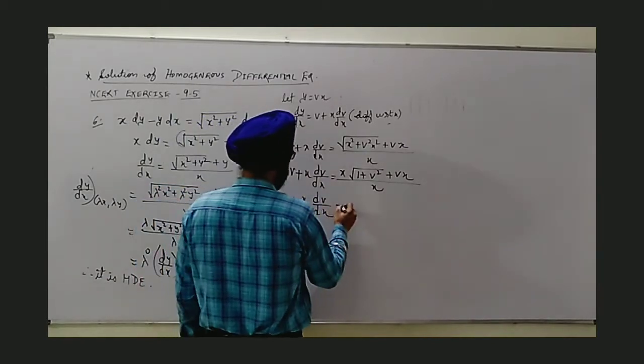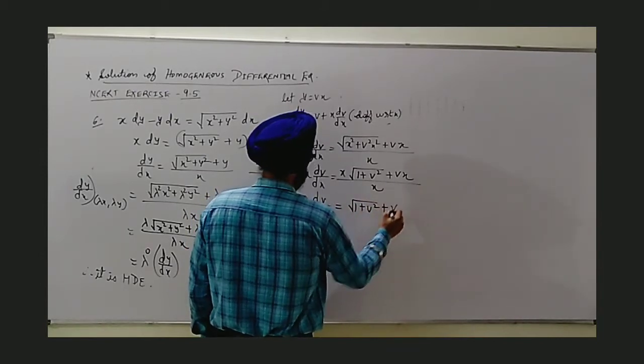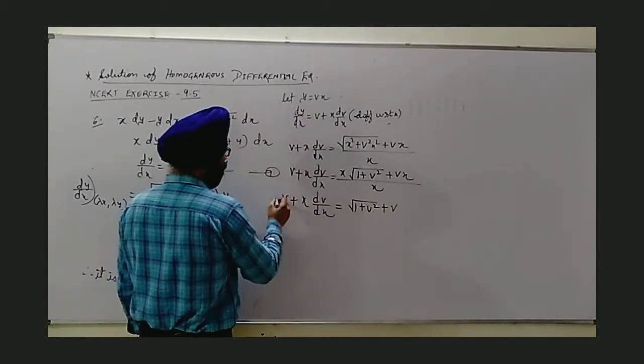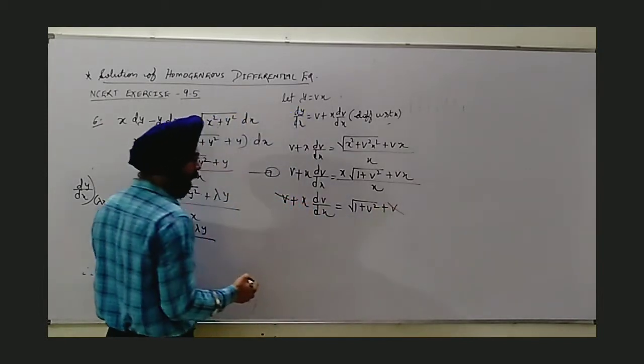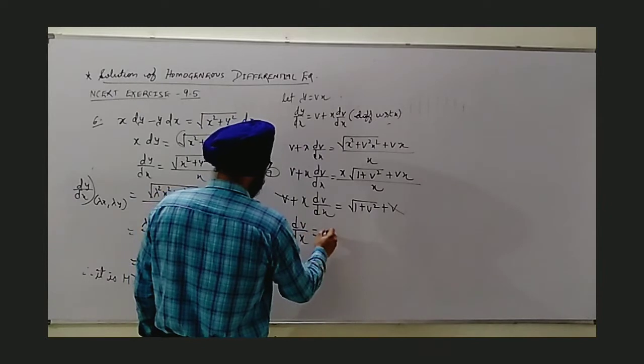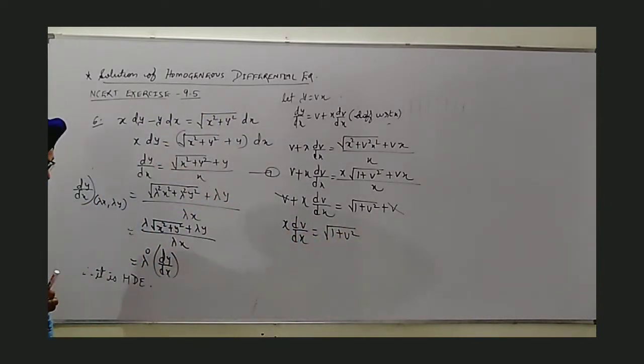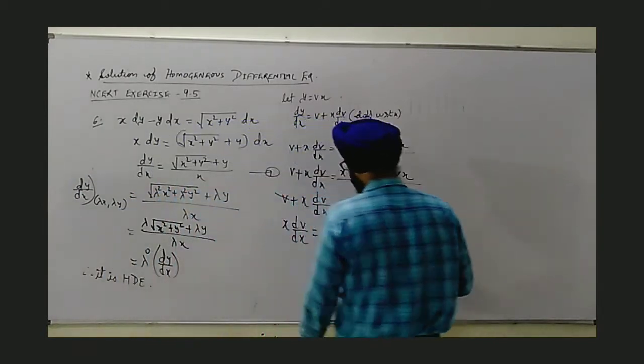LHS as it is, under root 1 plus v square plus v. Both sides they are like terms, cancelled out. Now we are left with x dv by dx equal to under root 1 plus v square. Now it's clear, very much clear.